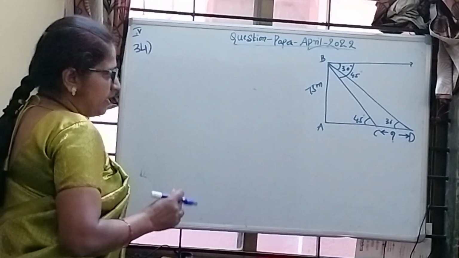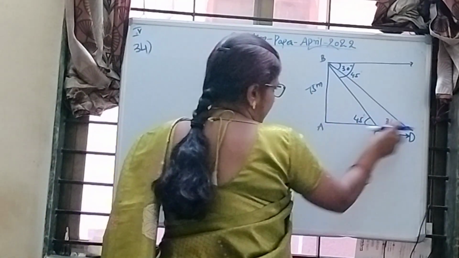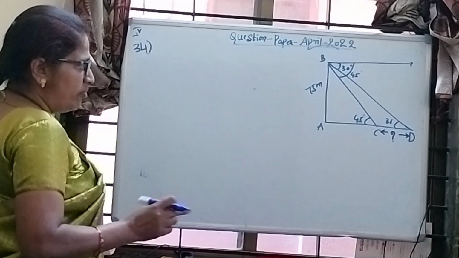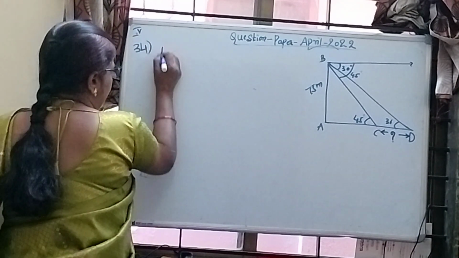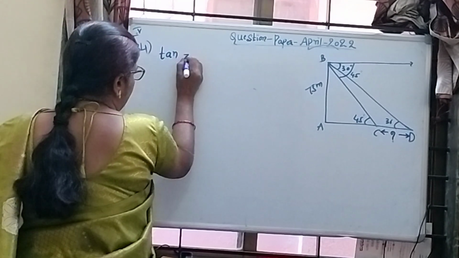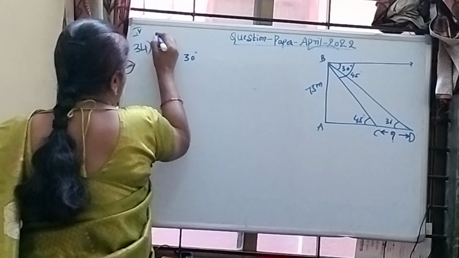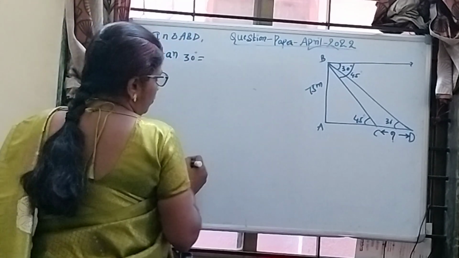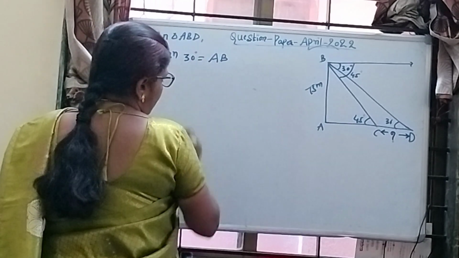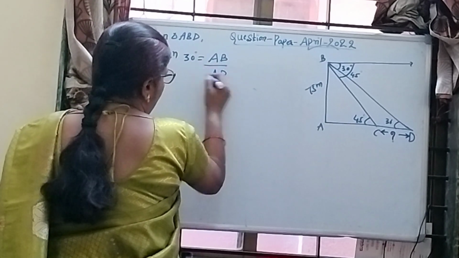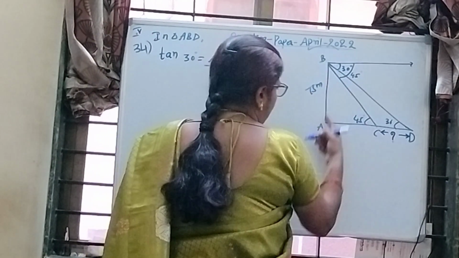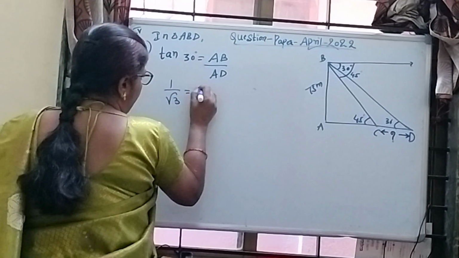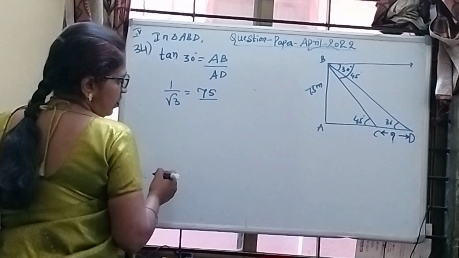For that, directly you can consider first triangle ABD and then triangle ABC. Anyone you can take first, because AB is common, that will be known. So I will take tan 30 degrees first, in triangle ABD. Tan 30 degrees is equal to AB upon AD. 1 by root 3 is equal to AB, which is 75, divided by AD.